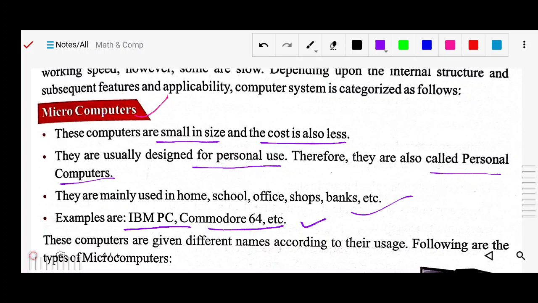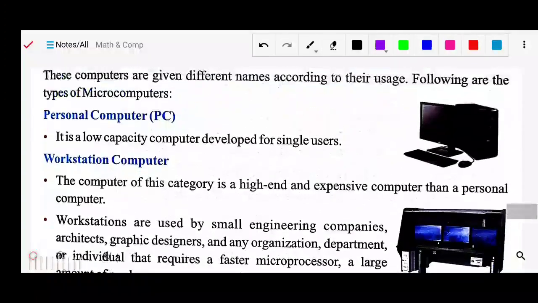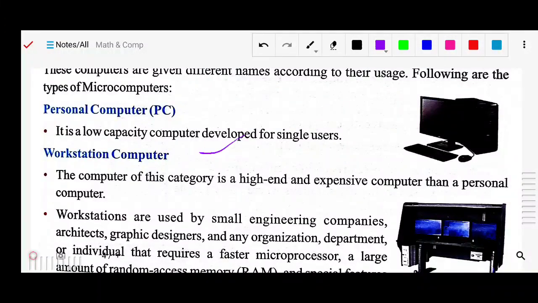These computers are given different names according to their uses. So what are the names? You can see it. Like we call them personal computers; at home we use them for playing games. Or there is the workstation, which designers use for the designing of graphics and for designing some high capacity games. So there it is used as a workstation.